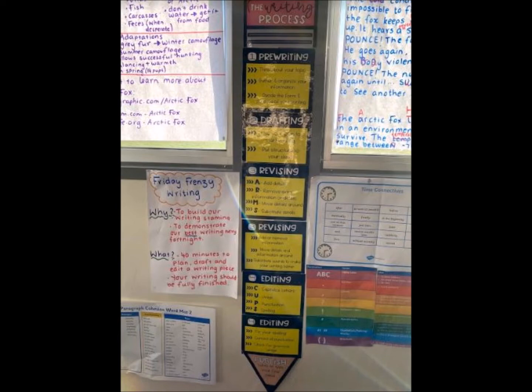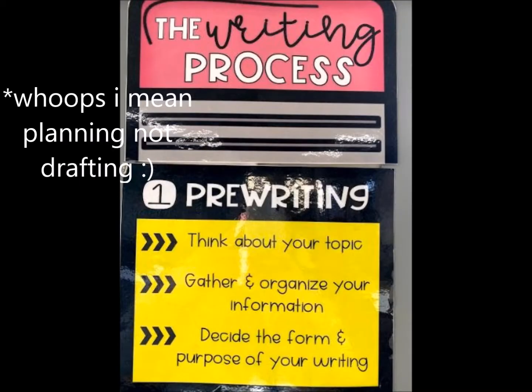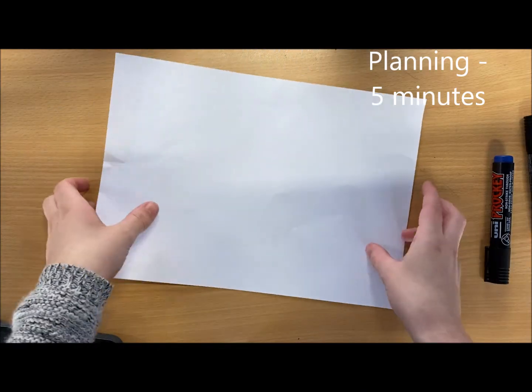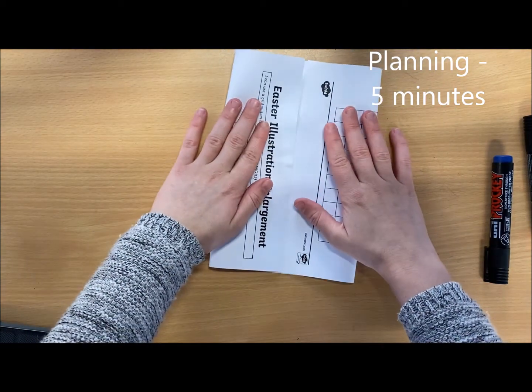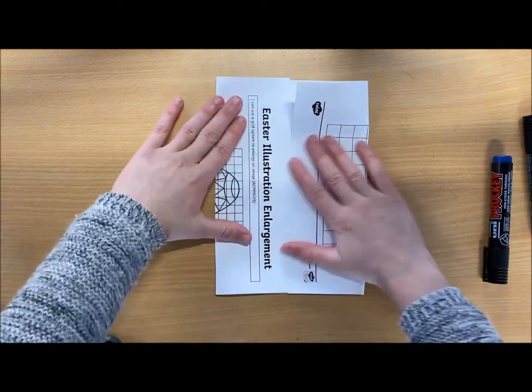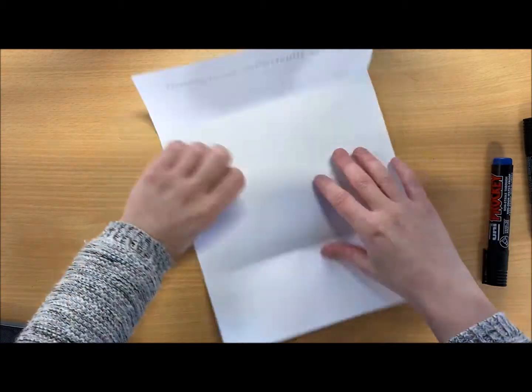Today we're not publishing though. So we're going to start by looking at pre-writing or planning. So thinking about our topic, organising information and deciding the purpose. So I'm going to show you how we plan in 5-6. So remember that we do a paper fold, so folding it like a door and then opening it back up so our writing stays organised.